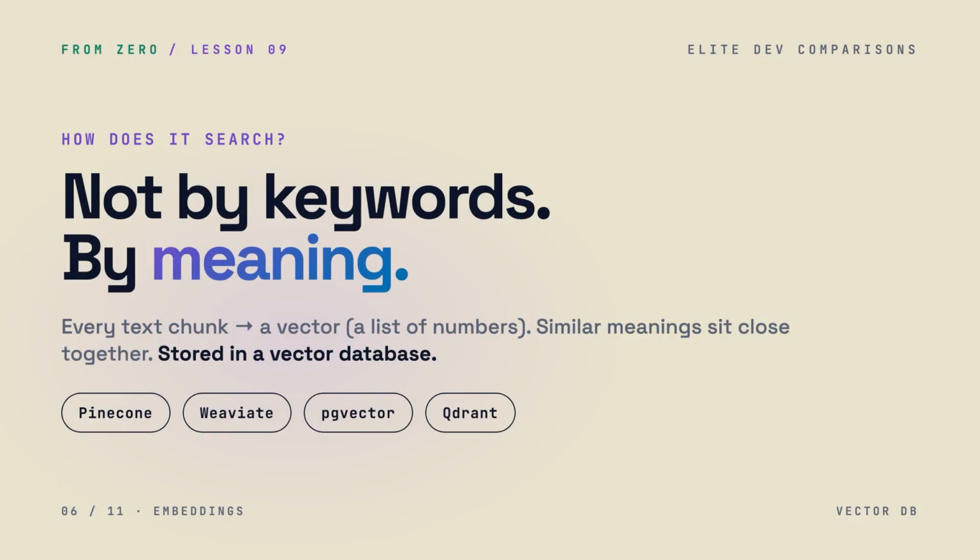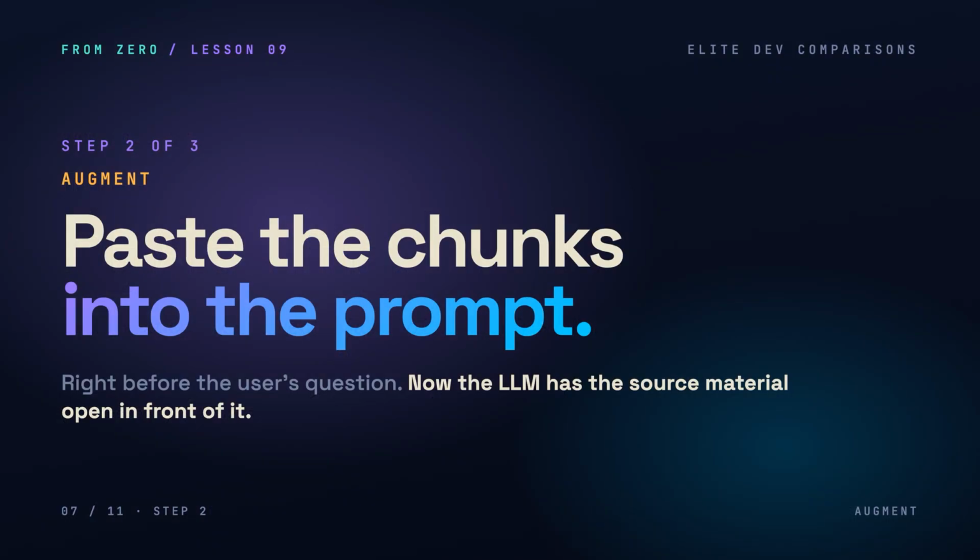How does it search? Not by keywords, by meaning. Every chunk of text gets turned into a vector, a list of numbers. Similar meanings sit close together, stored in a vector database: Pinecone, Weaviate, pgvector.